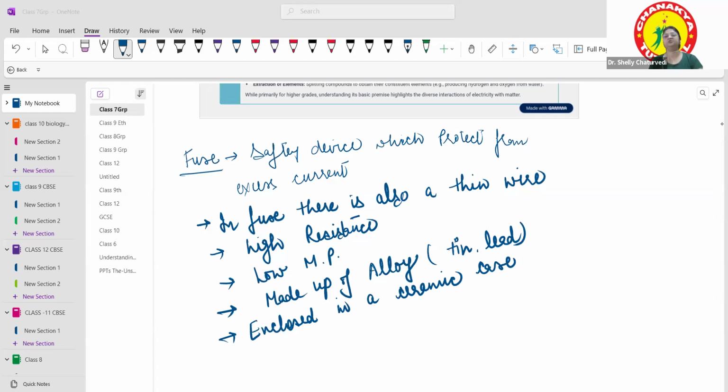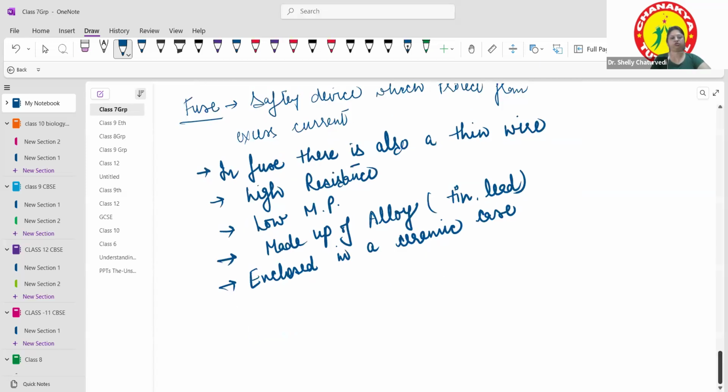This fuse wire becomes very hot. Why is it getting hot? Because of the heating effect again, and because the melting point is low, it melts quickly because of overheating. And when it melts, it breaks the circuit and will stop the further flow of current. Okay, so the current is not going beyond the fuse if we are having excess current. If the current is normal, then there is no issue.